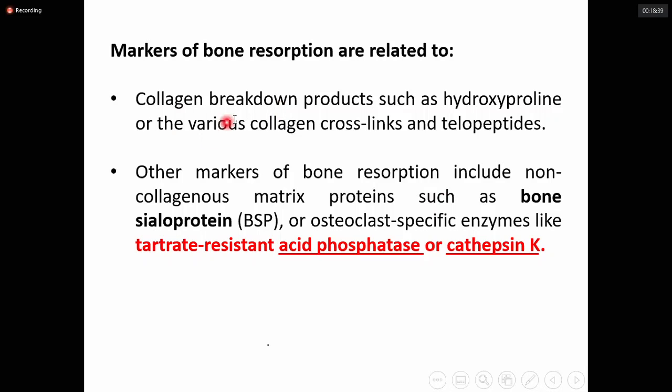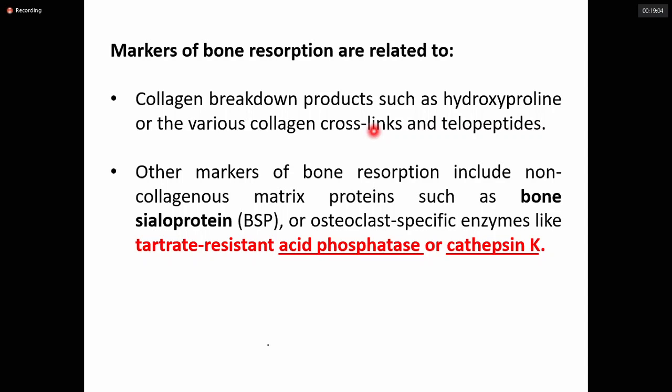The markers that are related to bone resorption are present in the blood due to collagen breakdown products such as hydroxyproline. We could find it in the blood because we have resorption. Okay, you are telling me here that it's breakdown of collagen products, so what is its relation to resorption? Resorption means that you are forming a bone. So as you are forming a bone, it means that you lost some of that bone due to any type of condition.